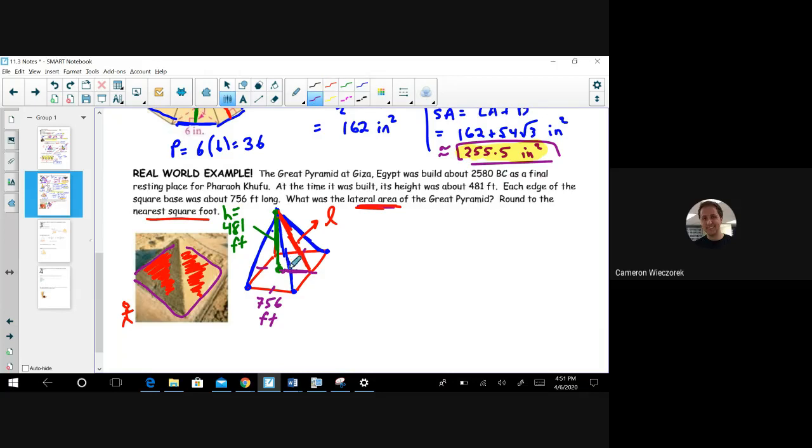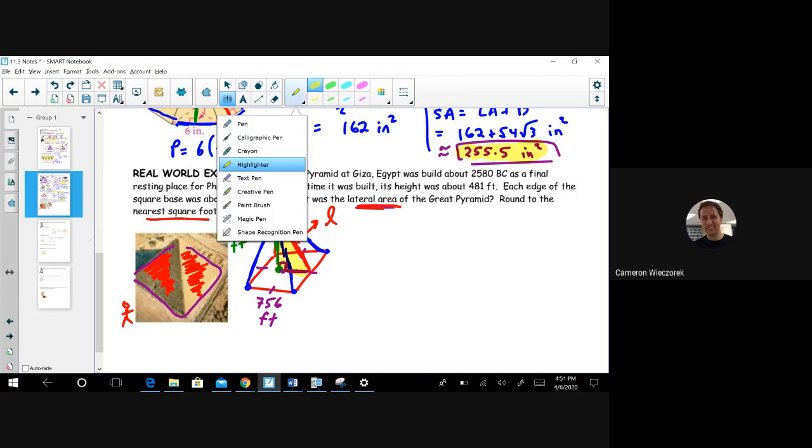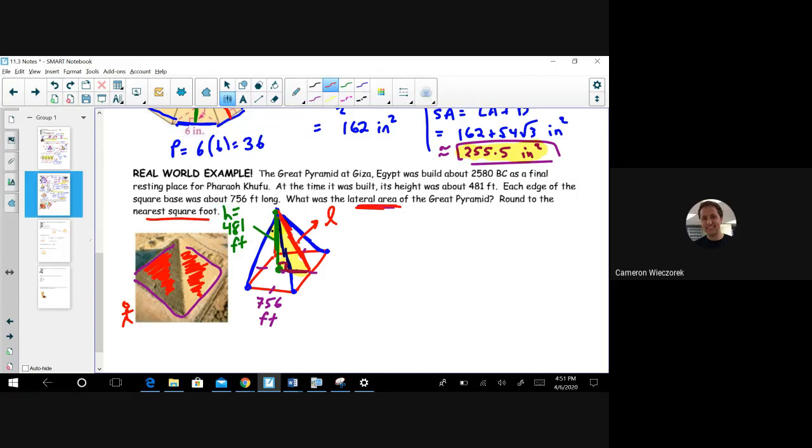That apothem that I just drew, I know it's perpendicular to the height since that triangle is standing up on top of the square base. So highlight the triangle we're using. That apothem, like we saw in the 2 problems ago, is going to be half the length of that base edge. Since that base edge is 756, cut that in half. That piece is only going to be 378 if you cut it in half.